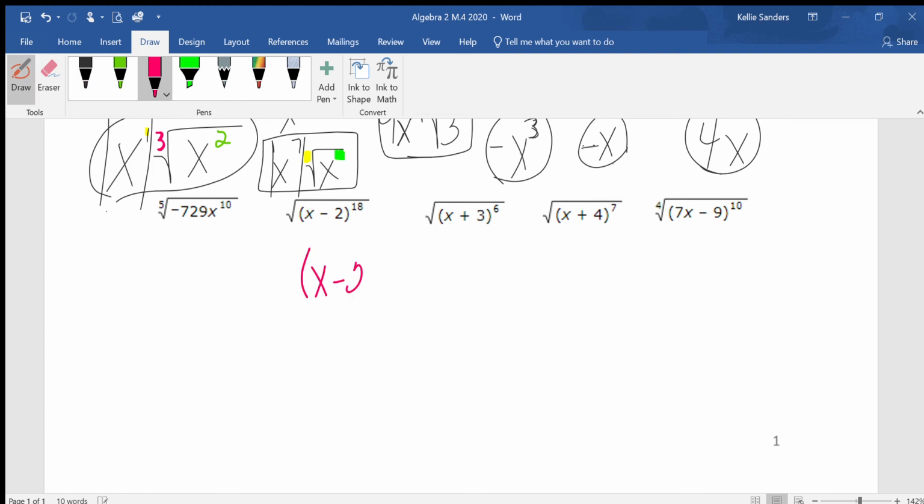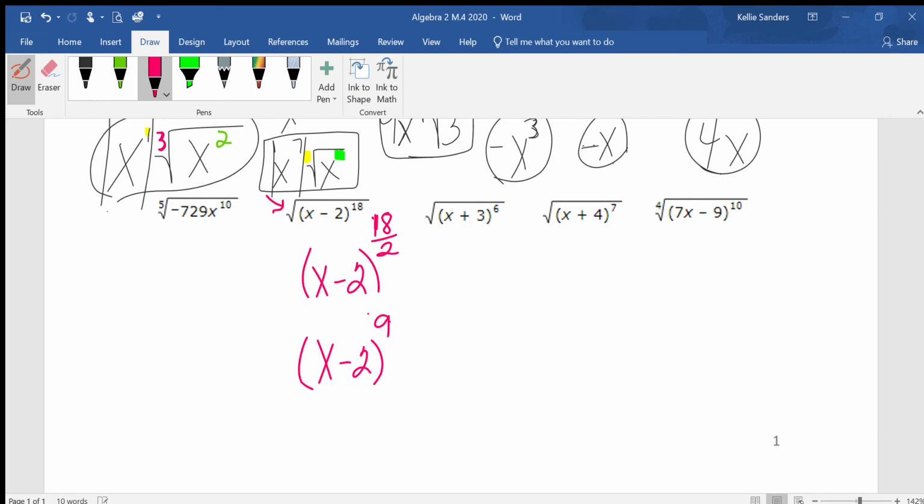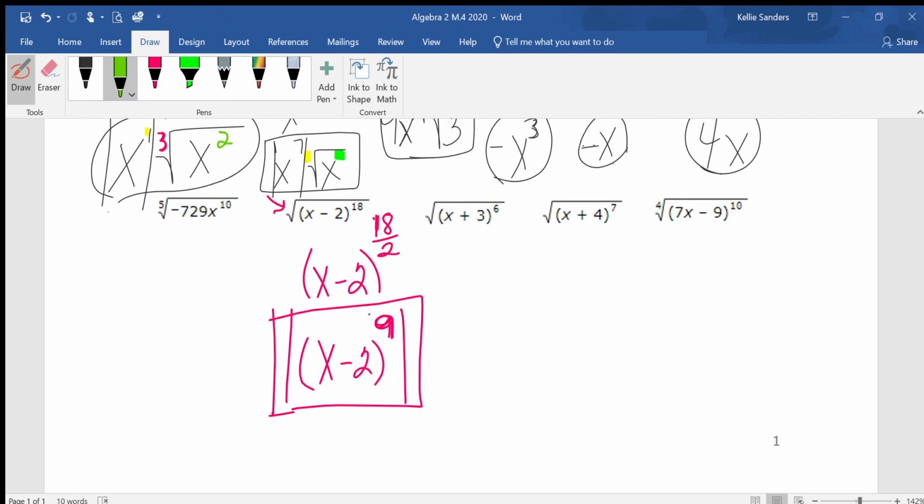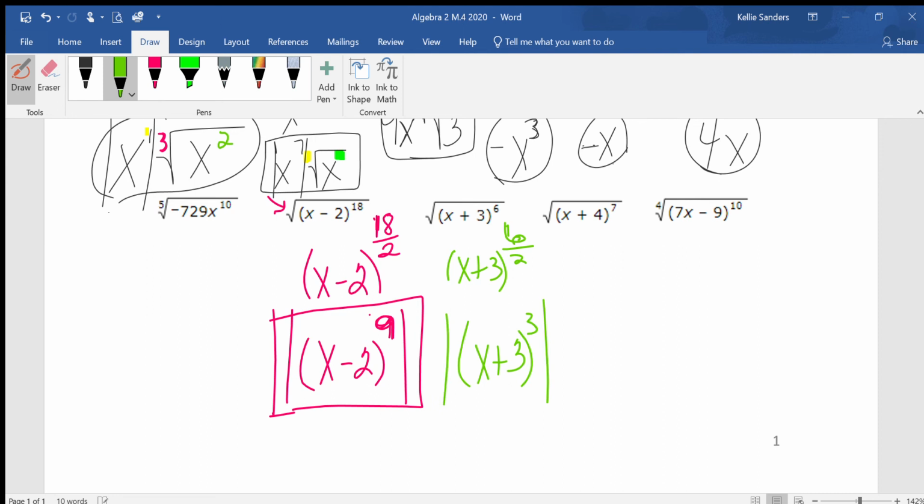This x minus 2, I don't know what x minus 2 is, but it's just going to stay x minus 2. We're going to put the 18 on top, and we're going to put the 2 on bottom. And what is 18 divided by 2? 9. Since this is even, and this is odd, it goes inside absolute values, and that's what your answer is going to be. x plus 3 stays in parentheses. 6 over 2. 6 over 2 is 3. 3 is odd. 2 is even, so it goes in absolute value.